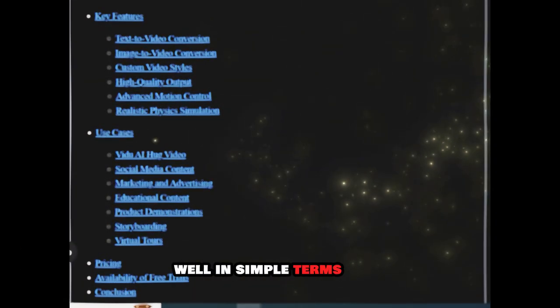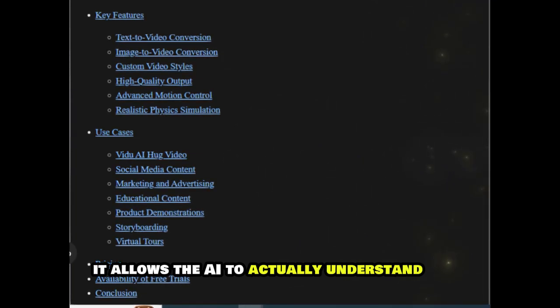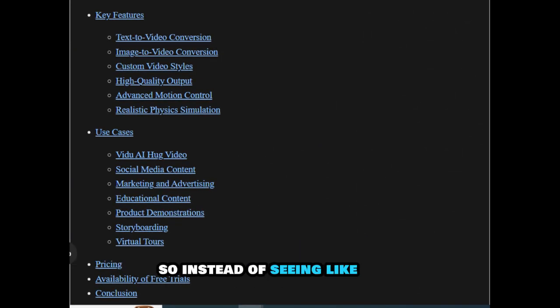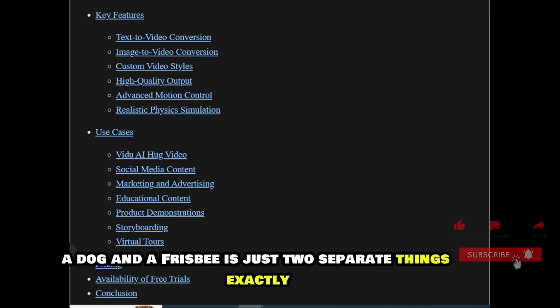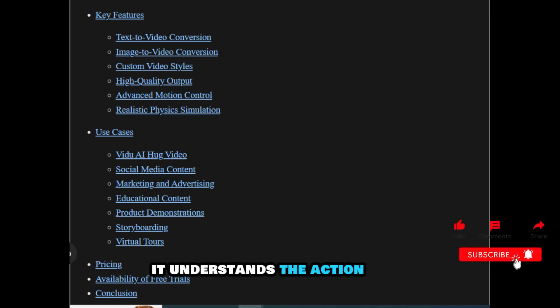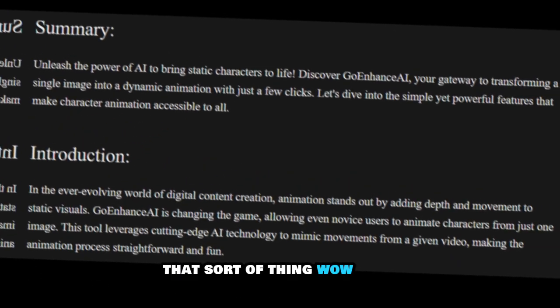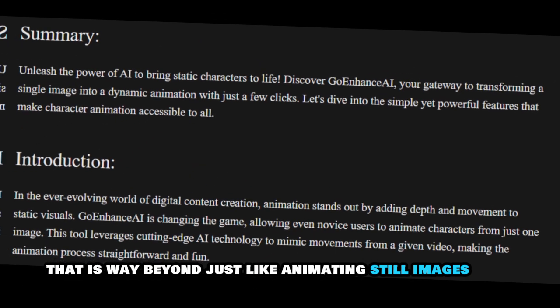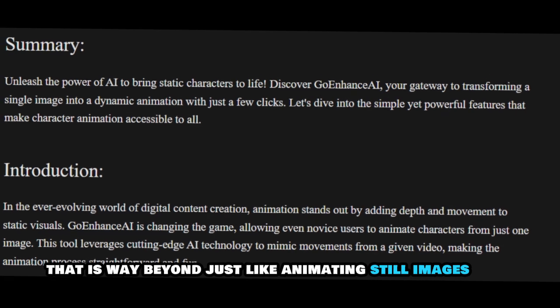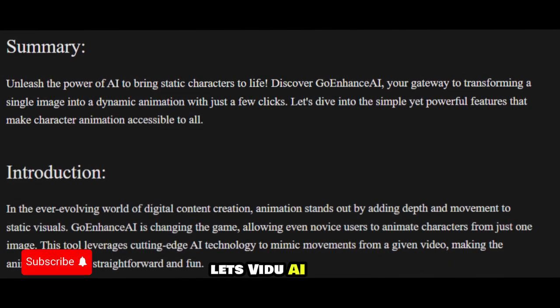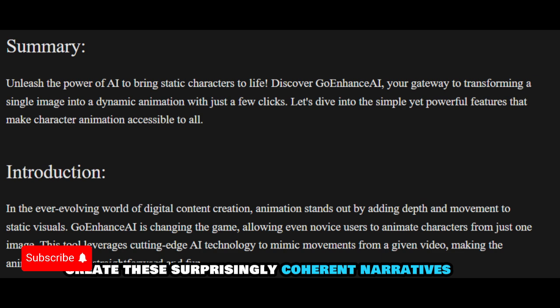Well, in simple terms, it allows the AI to actually understand the relationships between different elements in a scene. So instead of seeing a dog and a frisbee as just two separate things. Exactly. It understands the action, the context, throwing, catching, fetching, that sort of thing. Wow, okay. That is way beyond just animating still images. Right. It's that deeper understanding that lets Vidu AI create these surprisingly coherent narratives.